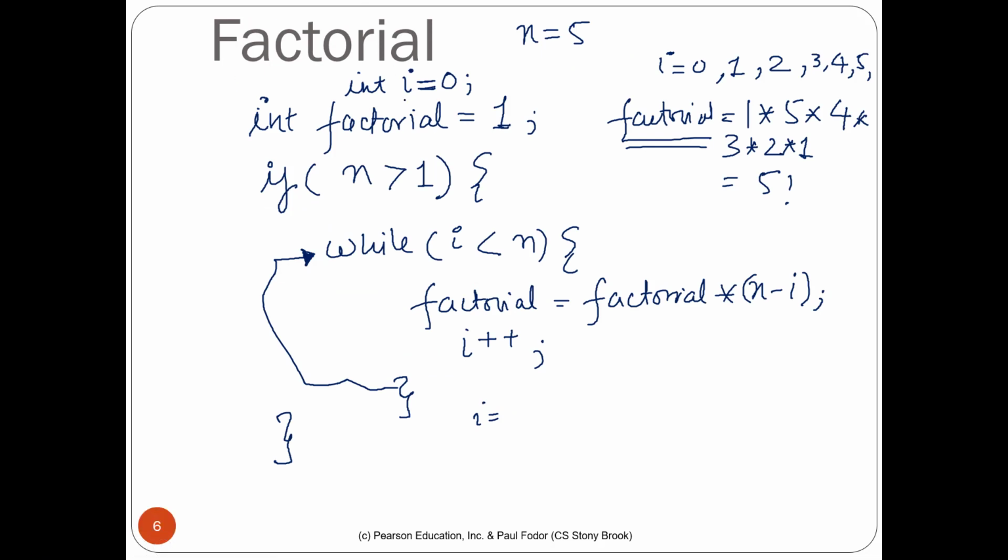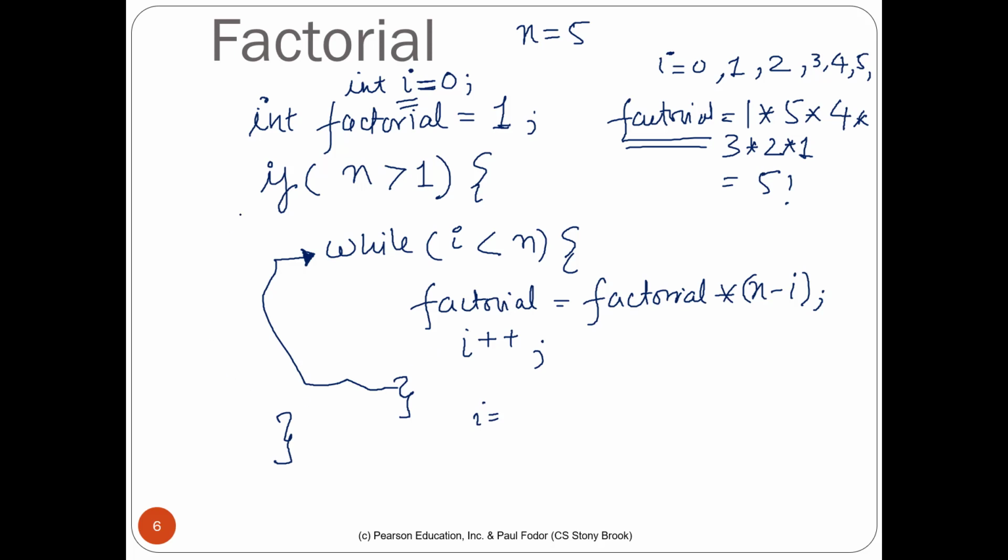So for this factorial program, this I is my loop control variable. It will control how many times I'm running the while loop, which depends on the value of I. As long as I is less than n, I will compute the factorial. That means I will execute the while loop. And when I is equal to n, I will come out of it.